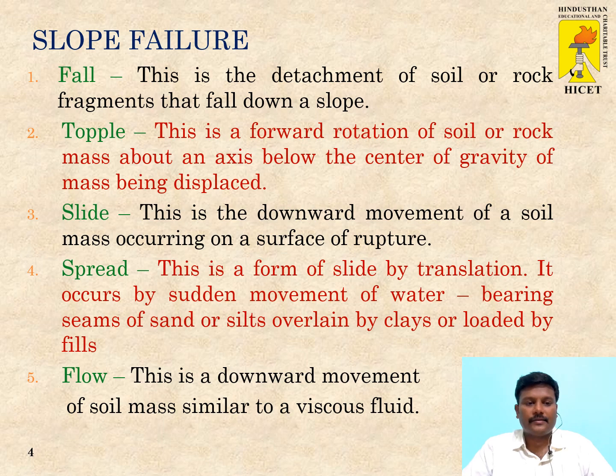Slope failure, there are several terms used. First one is fall. This is the detachment of soil or rock fragments that fall down a slope. Topple, this is a forward rotation of soil or rock mass about an axis below the center of gravity of the mass being displaced. Third one, slide. This is the downward movement of soil mass occurring on a surface of rupture.